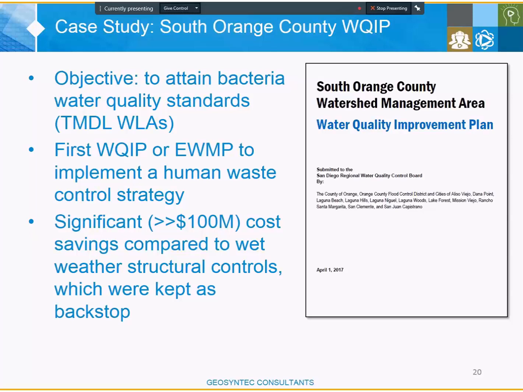So, as a result of that, it actually reflects significant cost savings. I think it's up to $600 million, what we're talking about there, compared to a conventional wet weather structural control-based approach, which we kept as a backstop if the human waste control strategy isn't accepted or doesn't work.